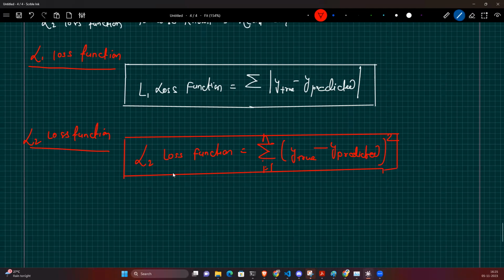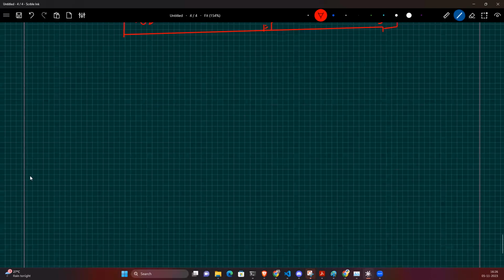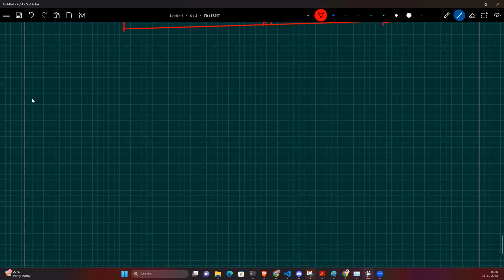Okay, so this is our L2. The disadvantage of L2 is that when there is an outlier, it is sensitive to it. Both functions have some advantages and disadvantages, and we'll talk about these in a later session. But as of now, we'll consider another type of loss function. This was L1 and L2 loss. Another loss function is called Huber loss function.